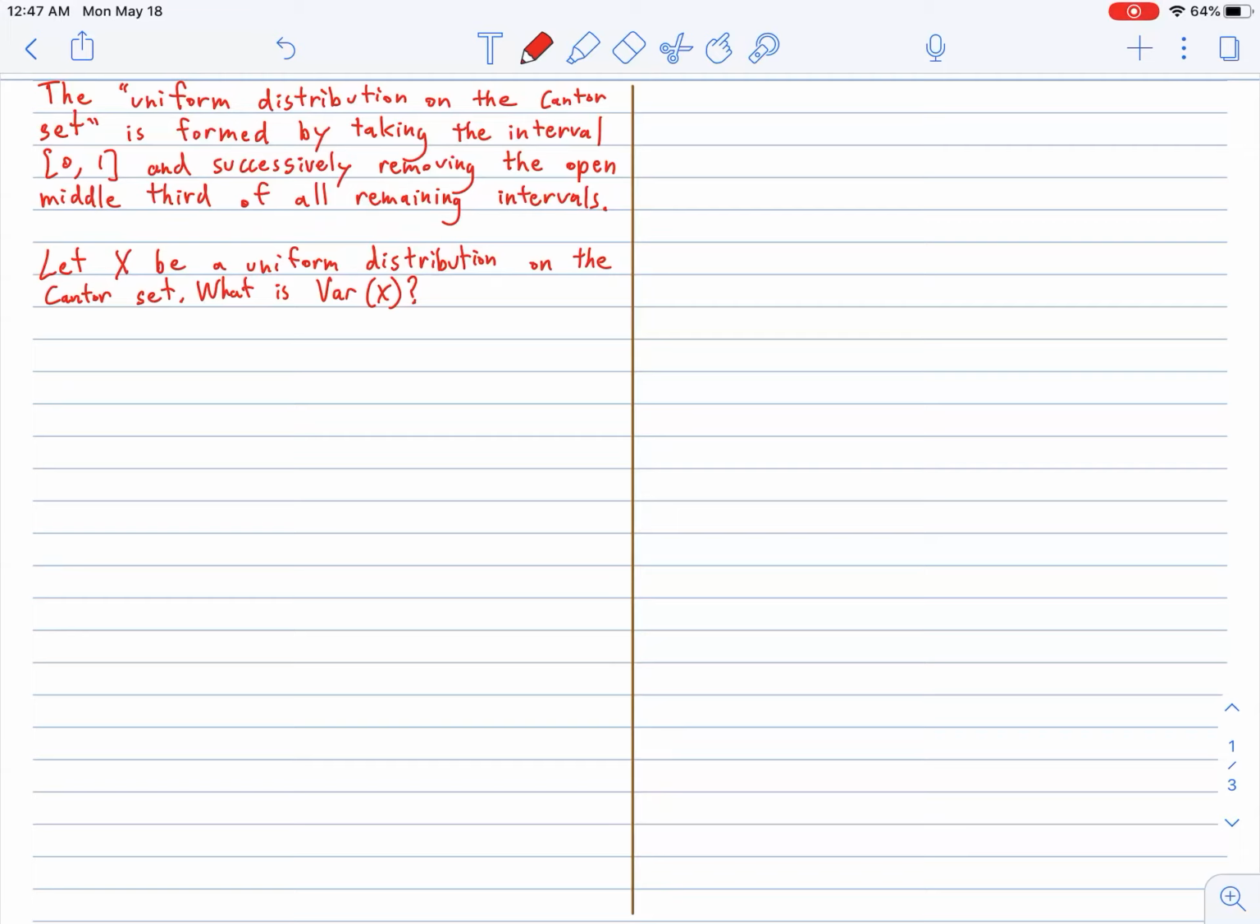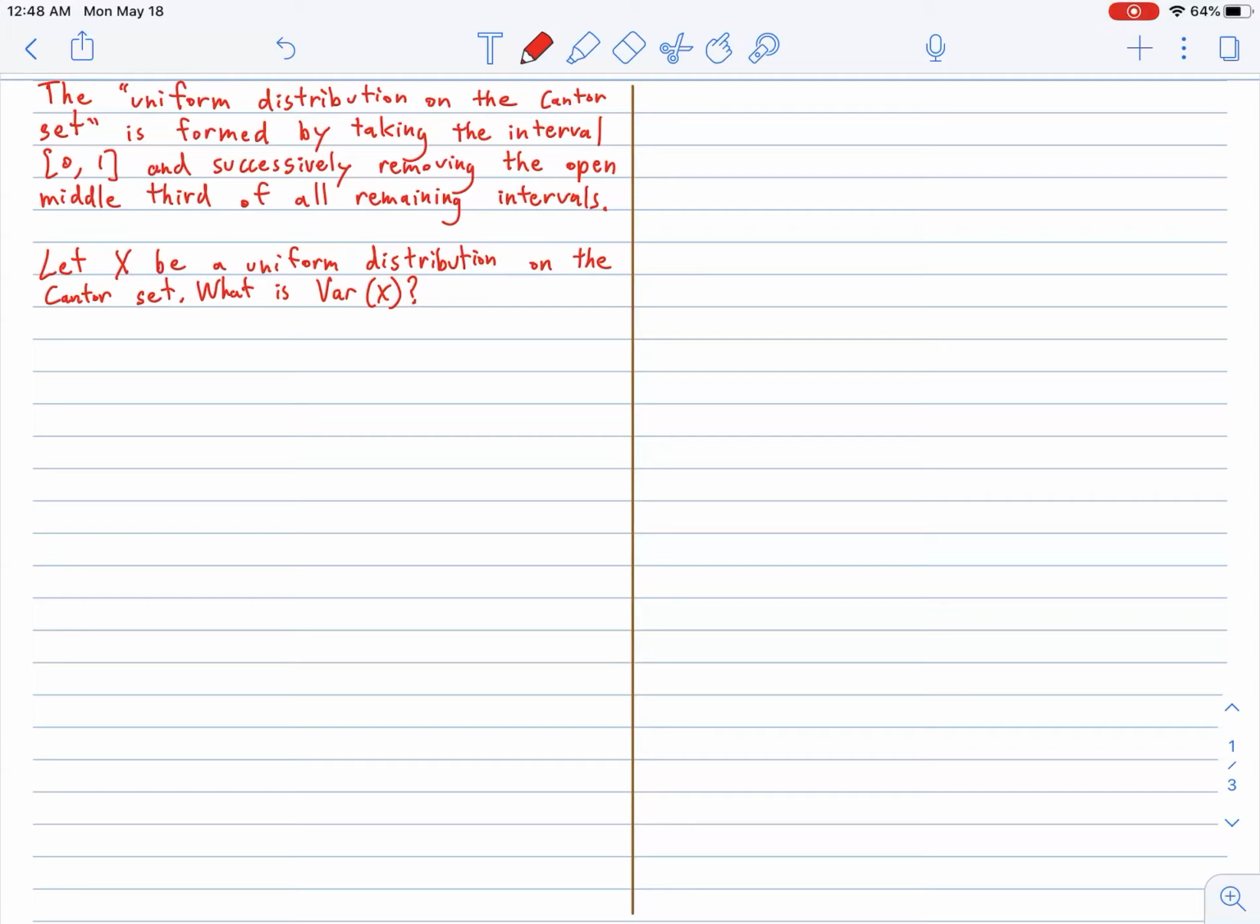So the uniform distribution on the Cantor set is formed by taking the interval 0, 1 and successively removing the open middle third of each of the remaining intervals. So let's call a random variable X a uniform distribution on the Cantor set. We want to compute the variance of X.